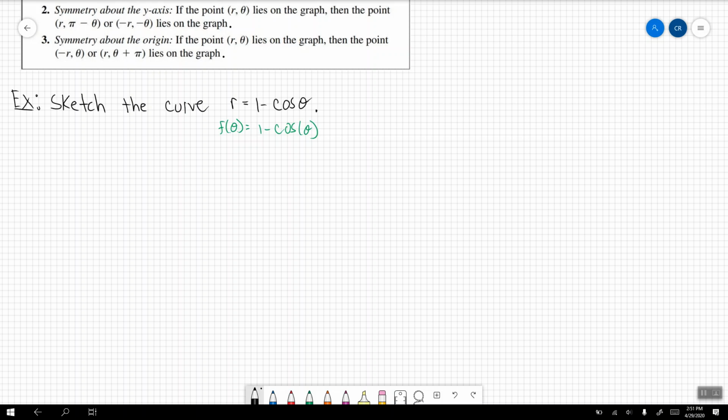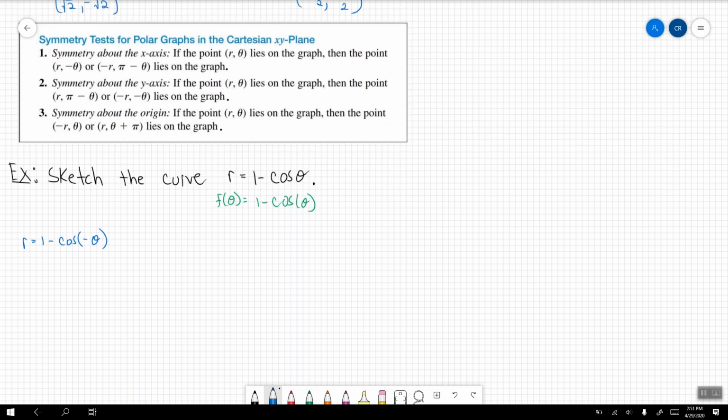All right, so here's one of the first things that I want to check. In this particular case, r is equal to 1 minus cosine of negative theta. So I'm inserting a negative value for theta. That means I'm checking for symmetry about the x-axis or the y-axis, simply because I'm either going to be looking for this to occur or this to occur here.